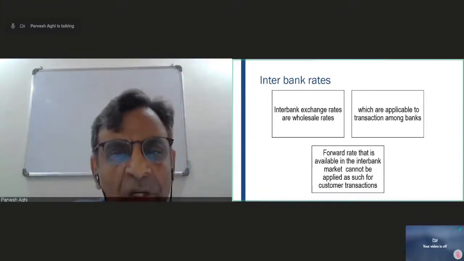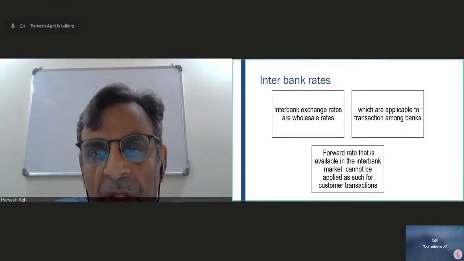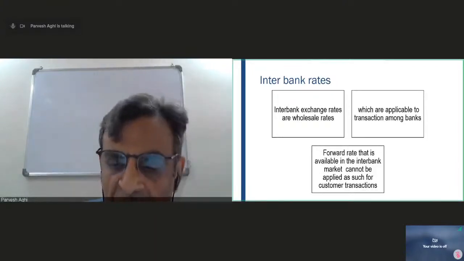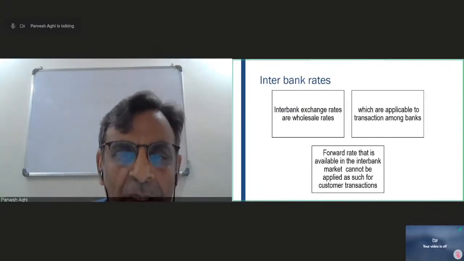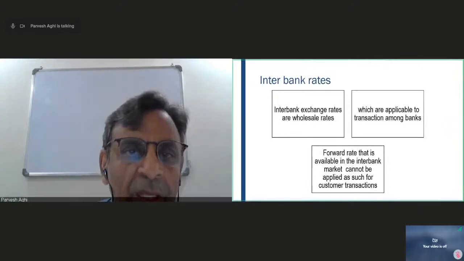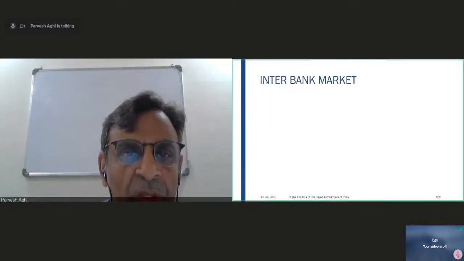Now, even the spot rate as well as the forward rate that is available in the interbank market cannot be applied to customer transactions. The customer transaction rates are a little different. So today we are going to understand how to calculate the merchant rates or the customer rates from the interbank exchange rates. And this is very important, because in many questions they ask to do this exercise. This is part of our questions.